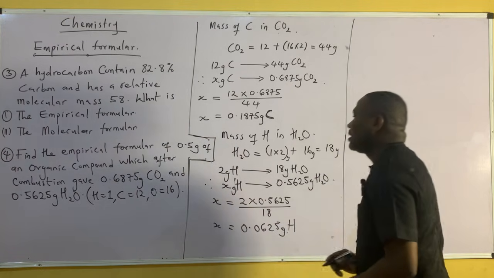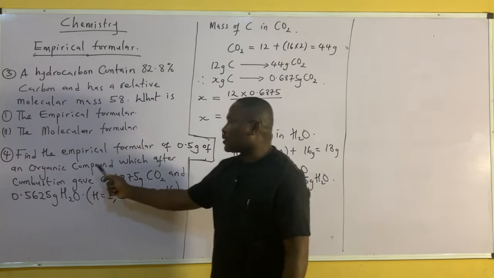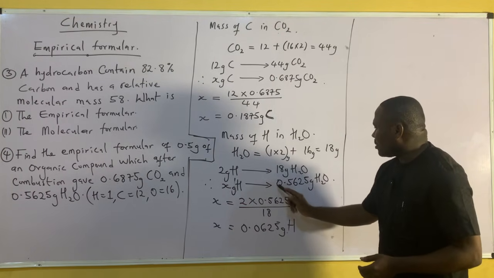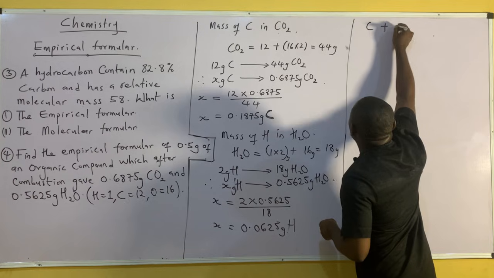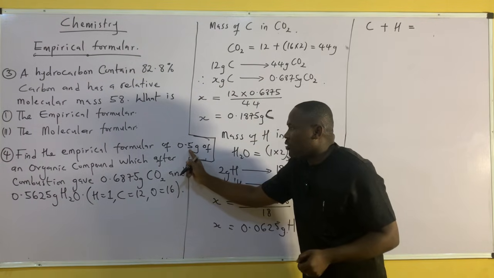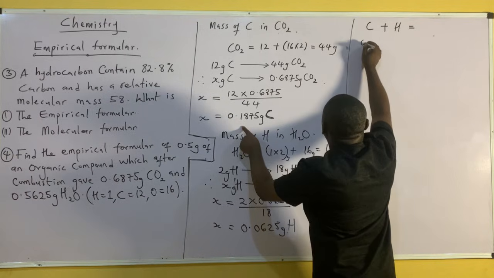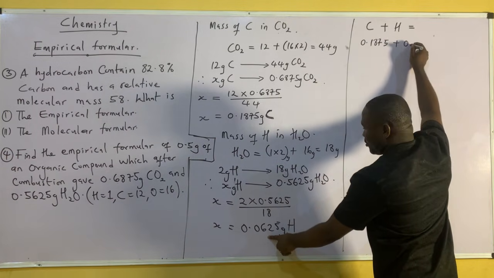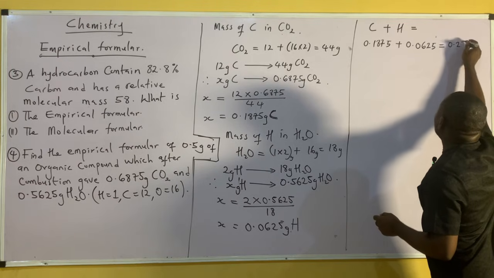But if you look at the question, it says find the empirical formula of 0.5 grams of an organic compound. So what you do now is ask yourself, the mass of carbon plus the mass of hydrogen is equal to what? Because the mass of the organic compound is 0.5 grams. The mass of carbon is 0.1875 plus the mass of hydrogen is 0.0625. If you add them up, you have 0.25 grams.